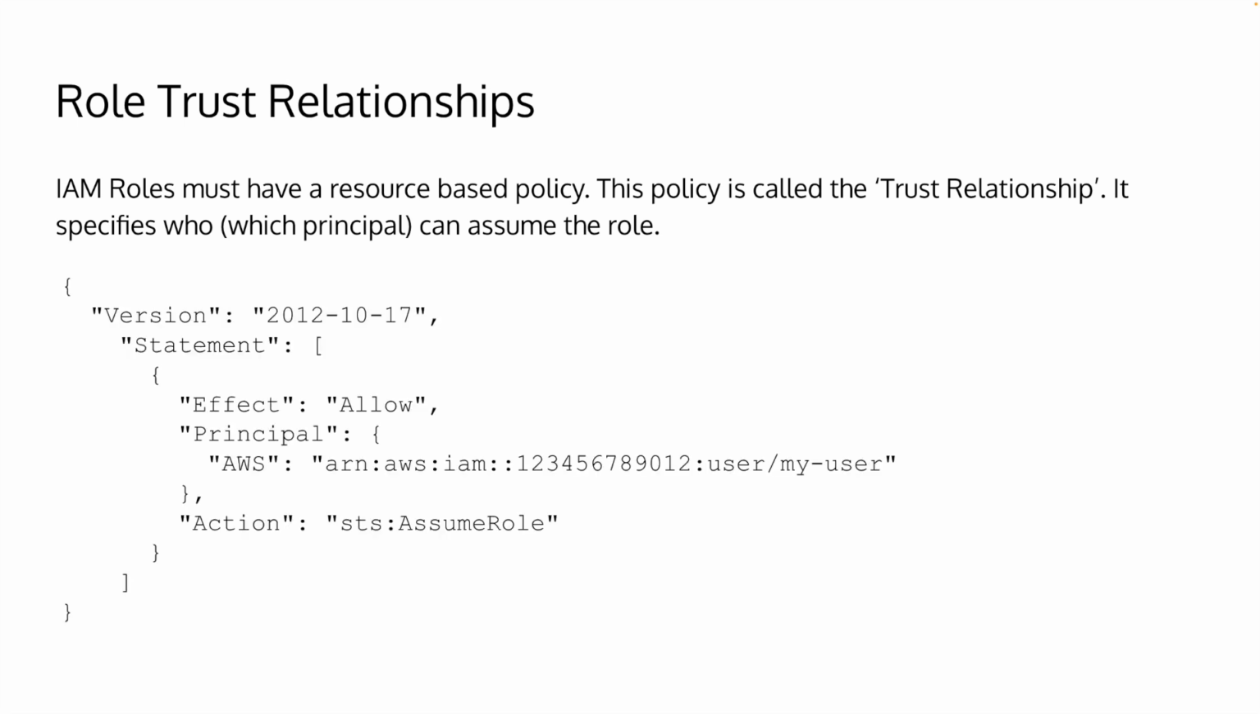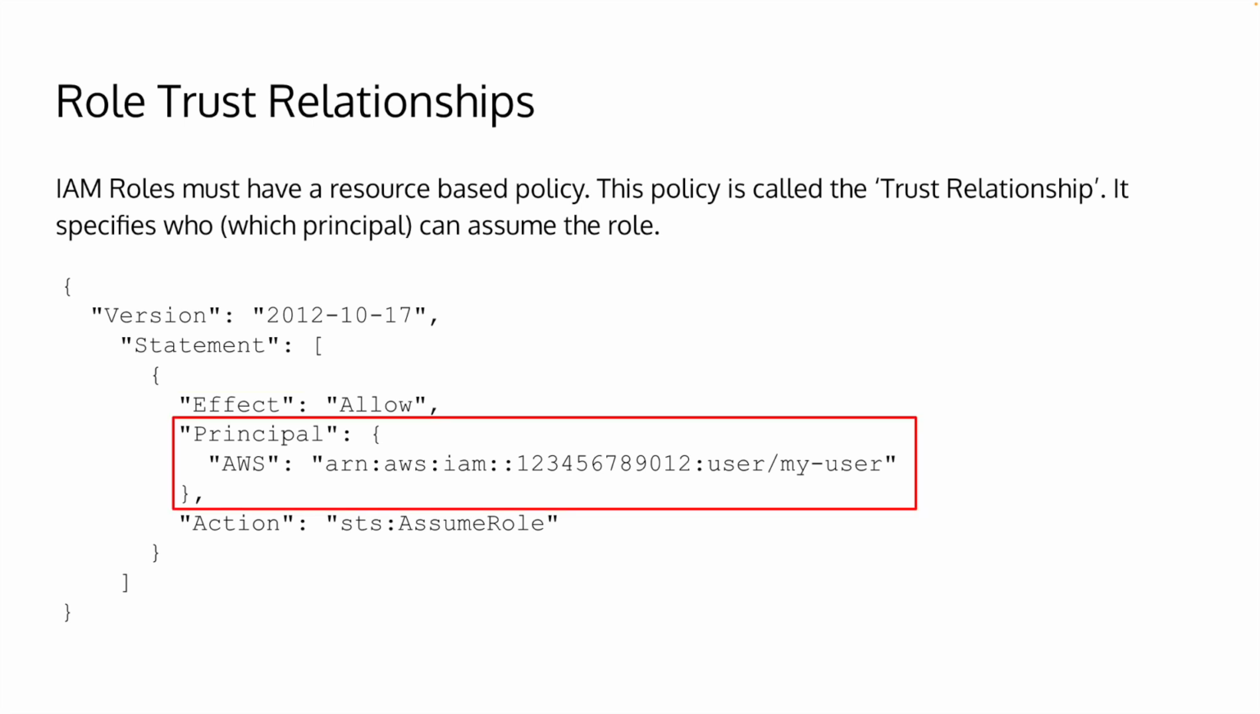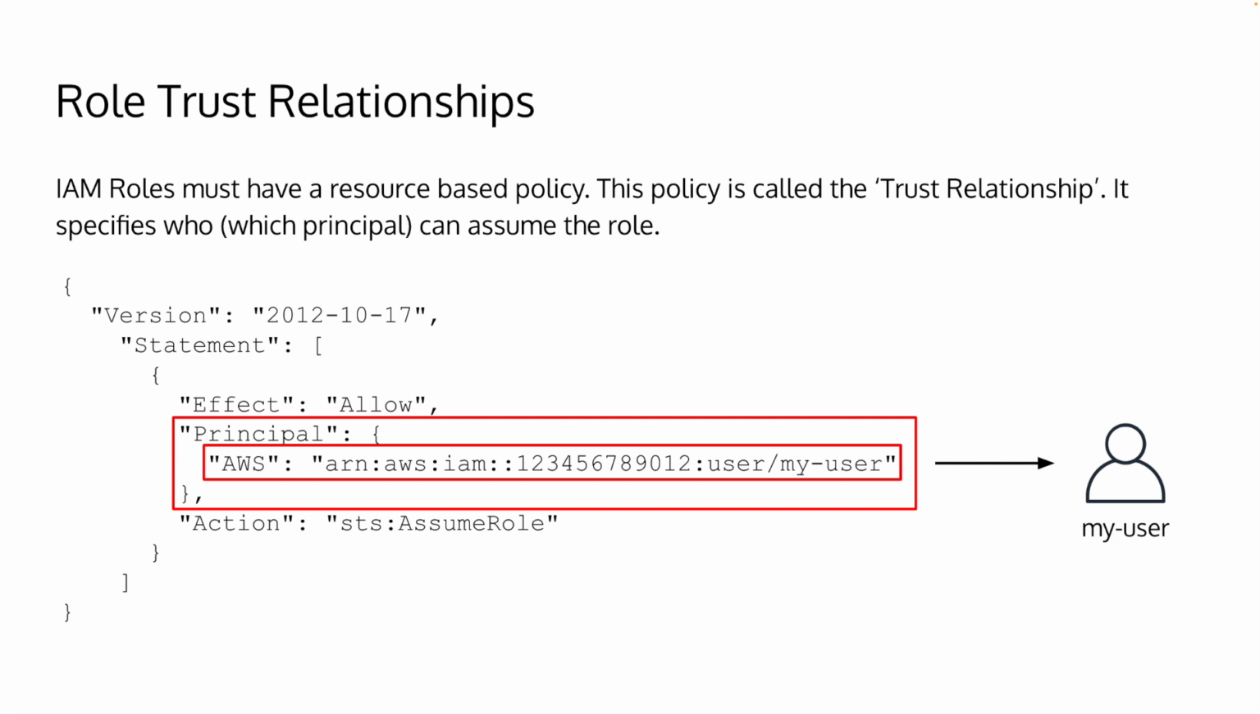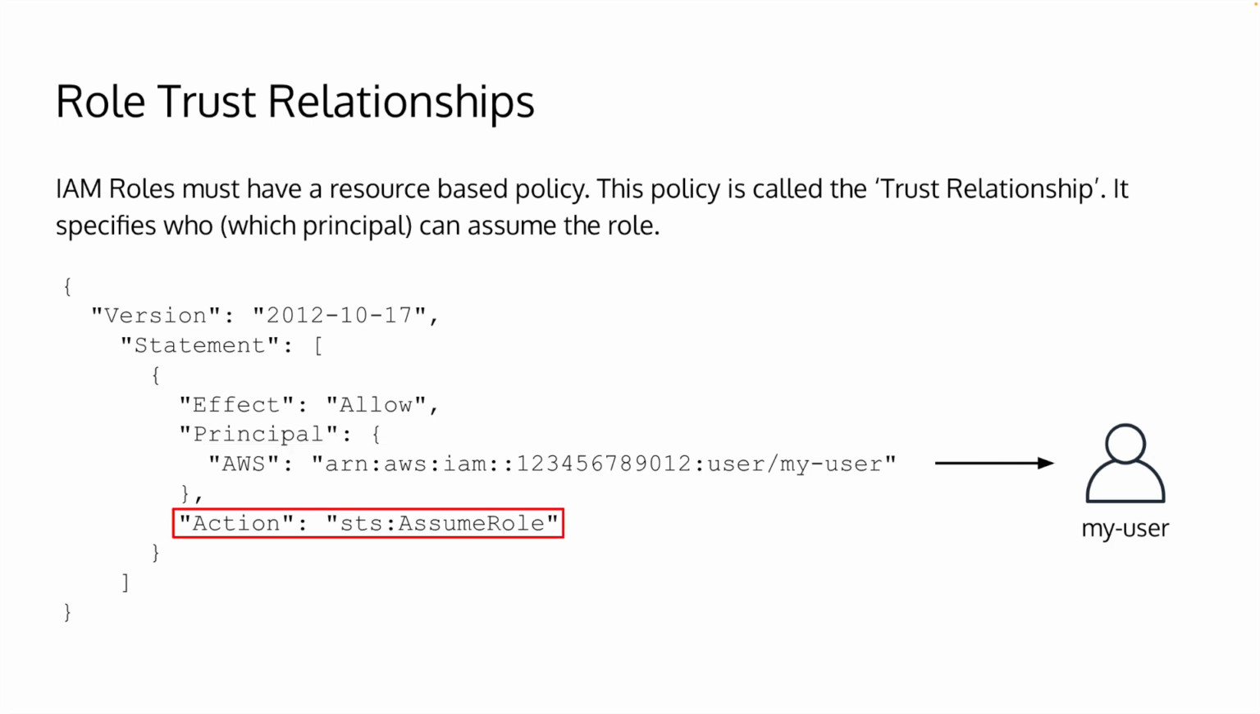The trust relationship looks similar to the identity-based policies we saw before, except it doesn't have a resource property and instead defines a principal. In this example, we set the effect to allow and define the principal as the IAM user, my user. This is who will be authorized to perform the action. The action is STS assume role, and it allows the principal to get temporary credentials for this role from STS.